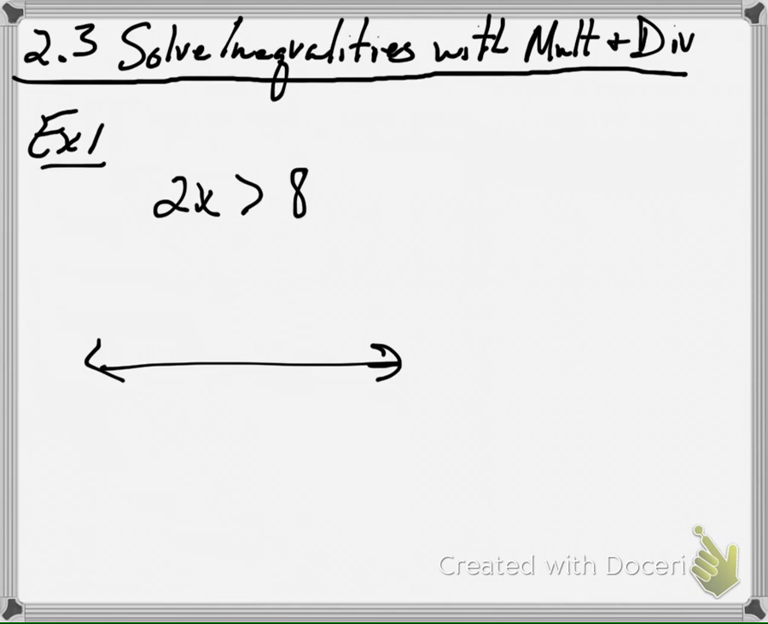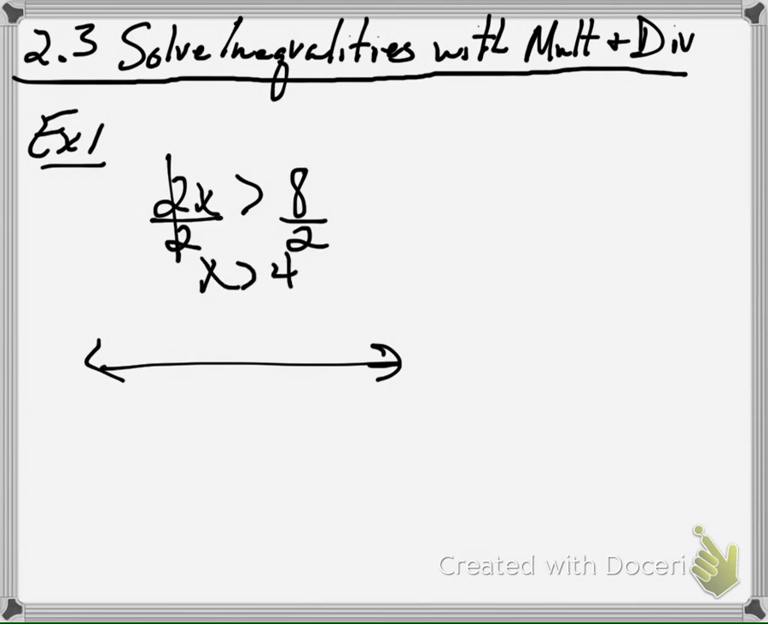2x is greater than 8. So I'm trying to undo that multiplication. If it's 2 times x, I want to divide by 2. I want to get that x all by itself. So I'm going to divide by 2. Everything I do to one side, I do to the other. And then x is greater than 4.